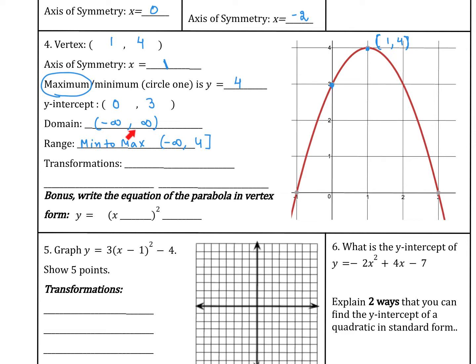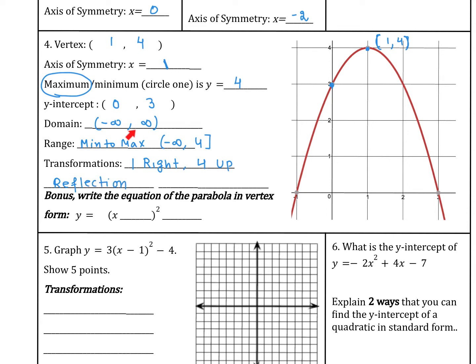Transformation, you just follow the path from 0, 0. So from 0, 0 it is 1 right and 4 up. It's also a reflection, because it opens down. So the third thing is going to be reflection.